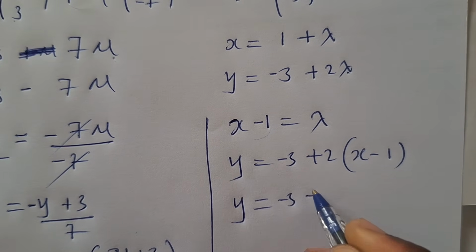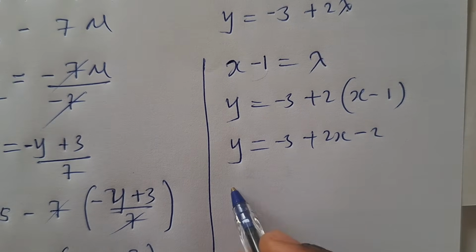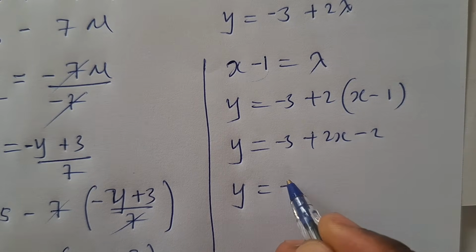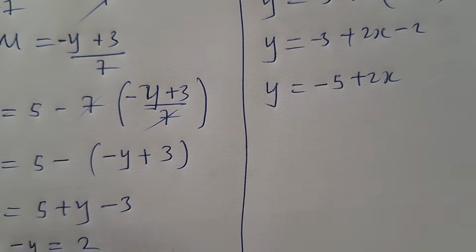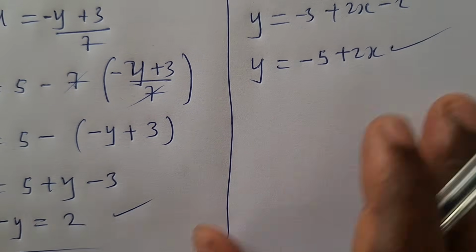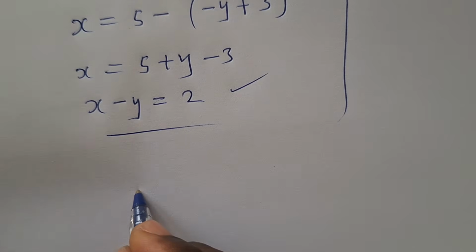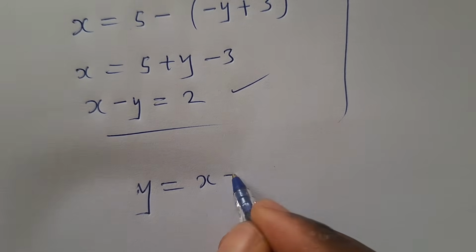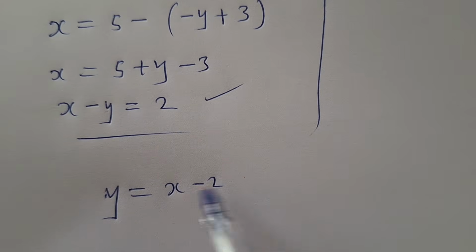y is equal to negative 3 plus 2x minus 2. We simplify, y is equal to, here it's giving us negative 5 plus 2x. So now we solve these simultaneously, this one and this one. Okay, let me copy them. So we can write this as y is equal to x minus 2. This one goes there and this one comes here. This is how it's going to look like.